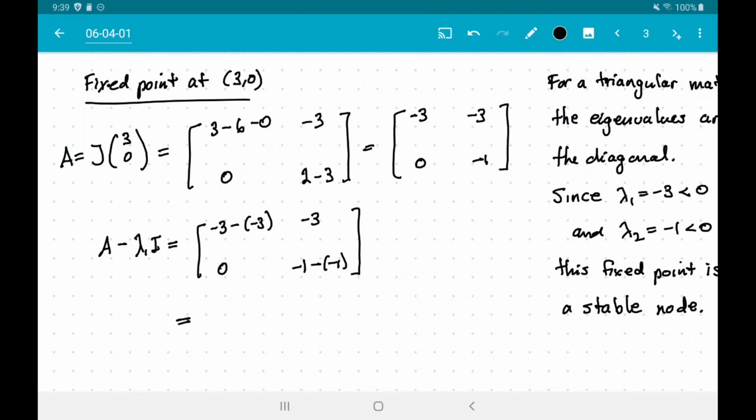So what I've done there is form the matrix A minus lambda 1I. And you will see that it is indeed singular. What did I do here? That should be a negative 3. Let me get this right. Negative 3. And that'll be -1 minus -3, so that's 2.